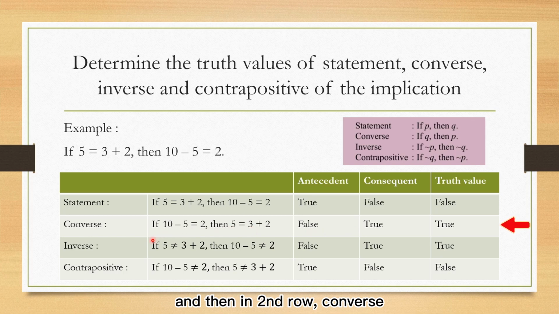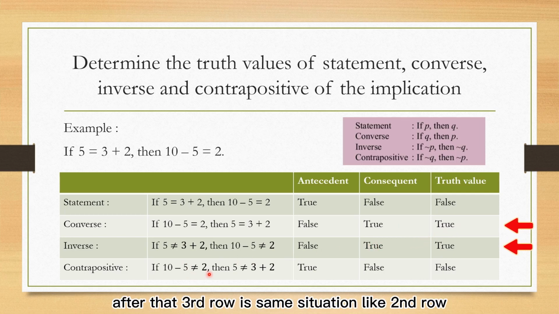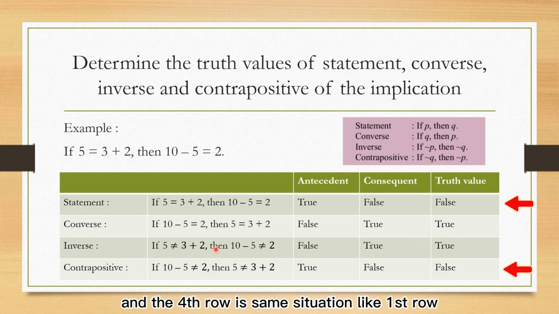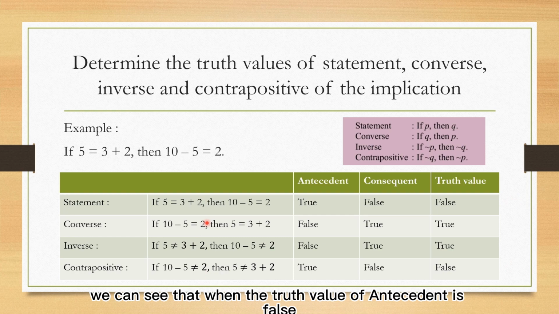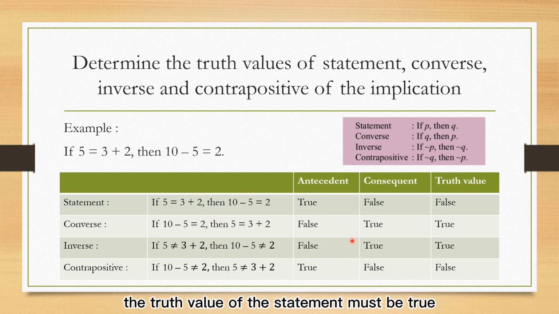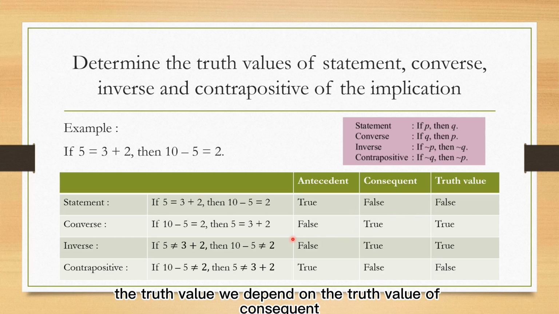And then in the second row, converse, we can see that antecedent is false and consequent is true. So the true value must be true. After that, the third row is the same situation as the second row, and the fourth row is the same situation as the first row. From this example, we can see that when the true value of antecedent is false, the true value of the statement must be true. But when antecedent is true, the true value will depend on the true value of the consequent.